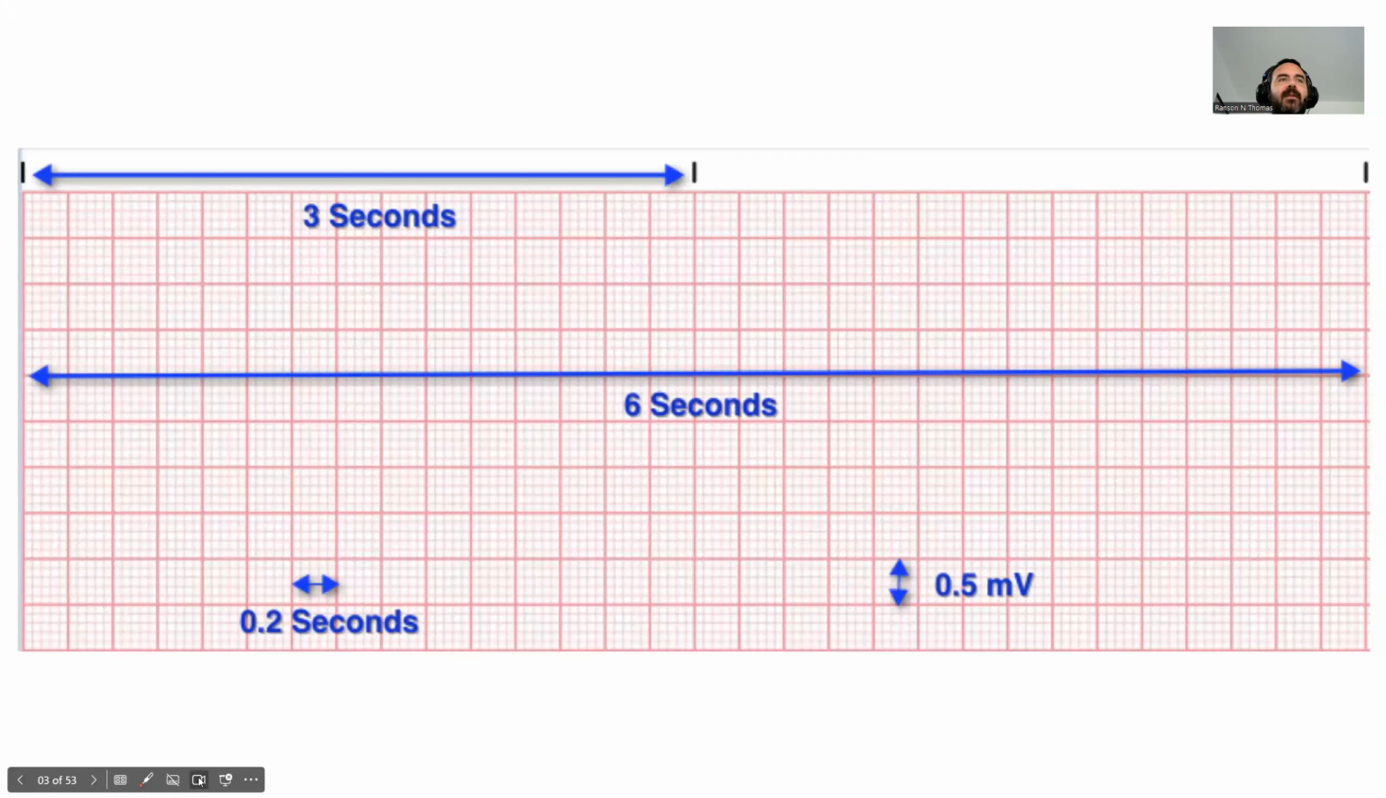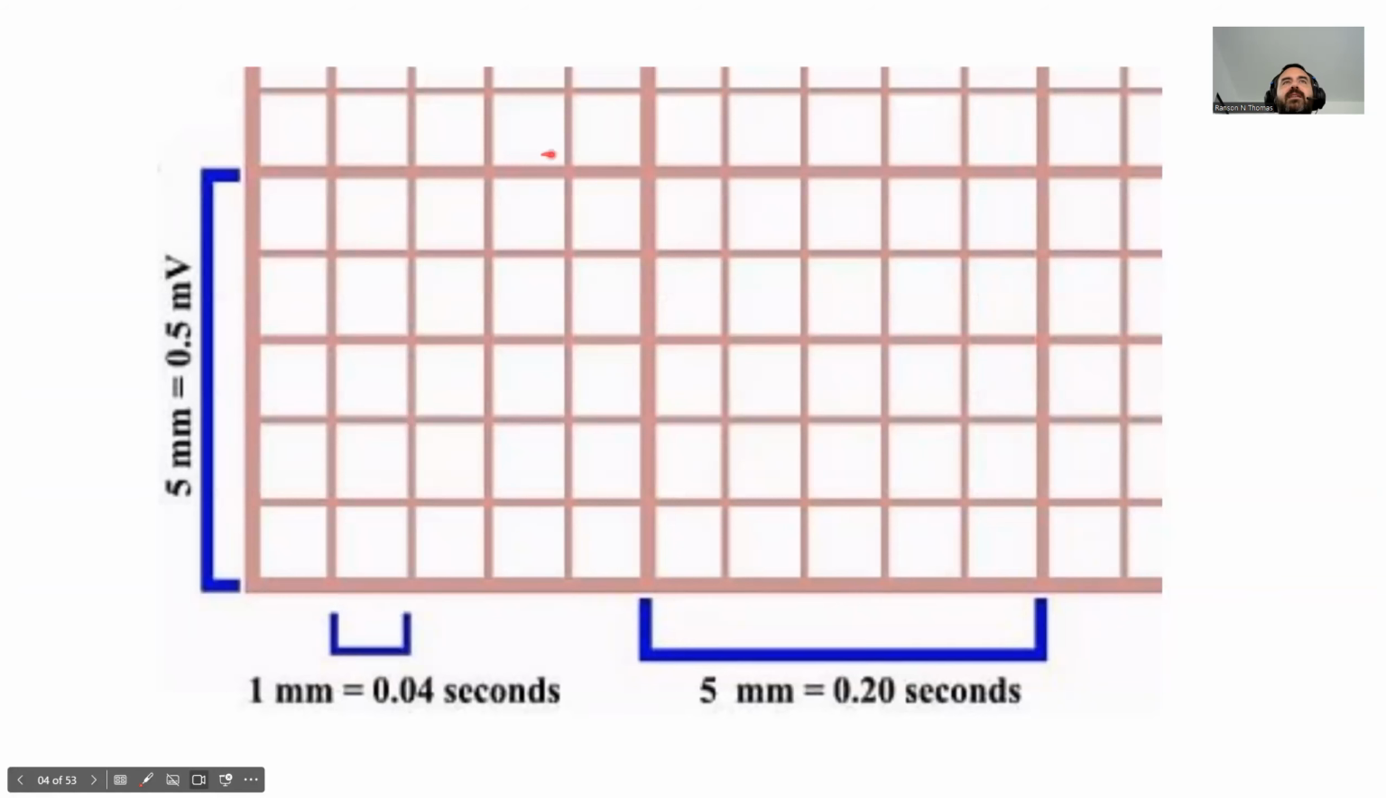I'm sorry, I've got to go to my laser pointer now so I can actually click forward. So this is just breaking down the big squares. Again, if you didn't believe me, one of these squares is 0.04 seconds, and if we break down the millivolts, it'd be 0.5 for each one of these big squares. So when you're measuring the wavelengths, this is how we measure them.